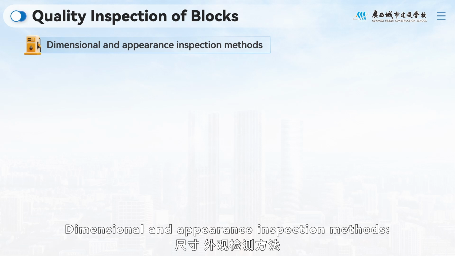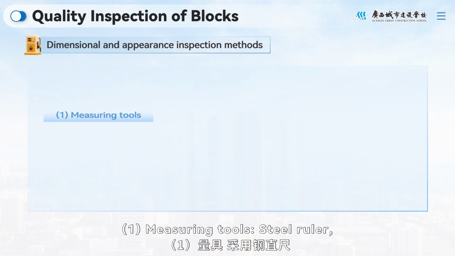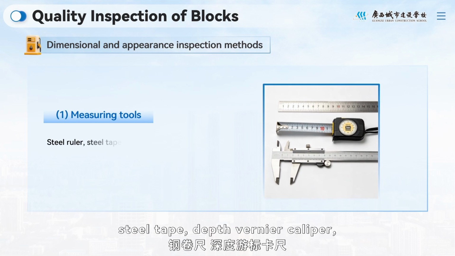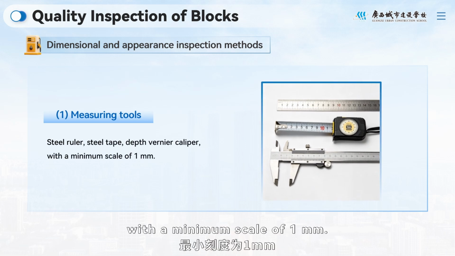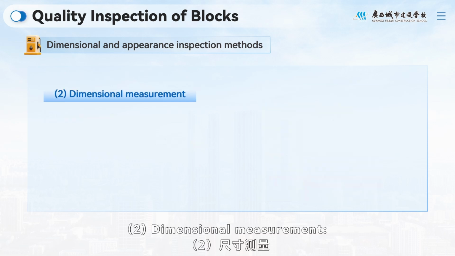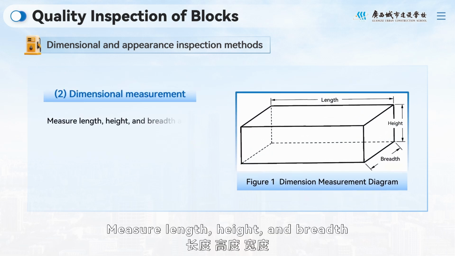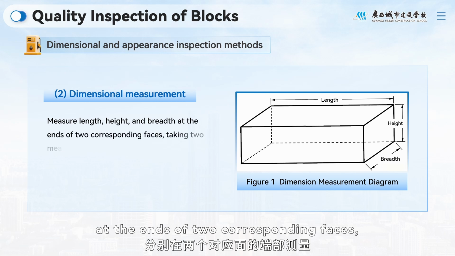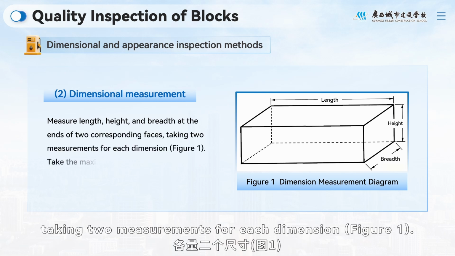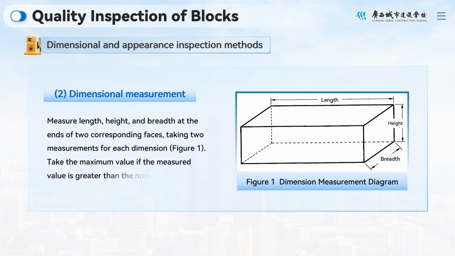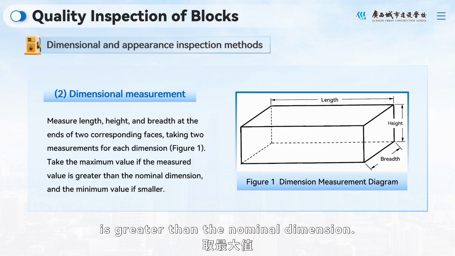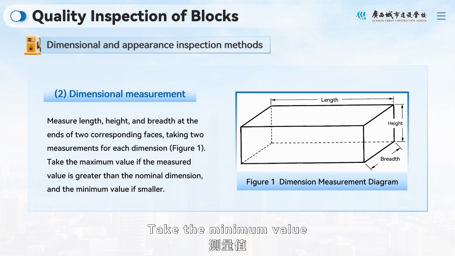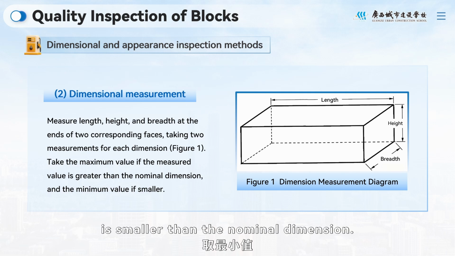Dimensional and appearance inspection methods. 1. Measuring tools: steel ruler, steel tape, depth vernier caliper with a minimum scale of 1 mm. 2. Dimensional measurement. Measure length, height, and breadth at the ends of two corresponding faces, taking two measurements for each dimension, Figure 1. Take the maximum value if the measured value is greater than the nominal dimension. Take the minimum value if the measured value is smaller than the nominal dimension.